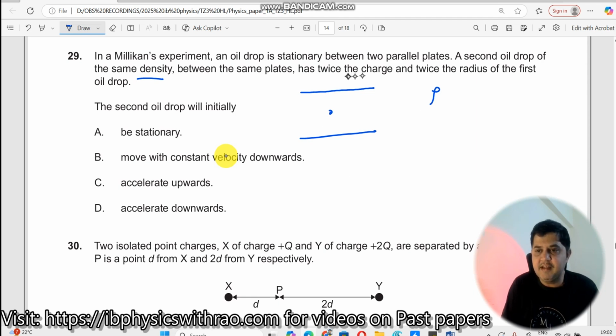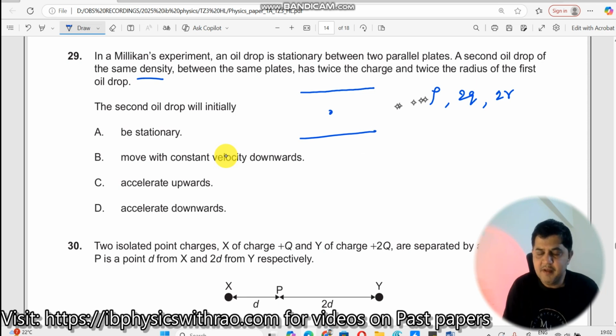Between the same plates, it has twice the charge and twice the radius of the first oil drop. The second drop has the same density, twice the charge, and twice the radius. It's larger. What will happen to the second oil drop initially?